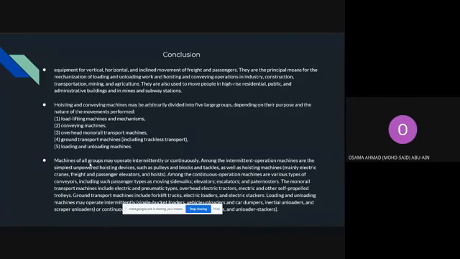Hoisting and conveying machines may be arbitrarily divided into 5 large groups depending on their purpose and the nature of the movement performed: load lifting machines and mechanisms, conveying machines, overhead monorail transport machines, ground transport machines including truck transport, and loading and unloading machines.